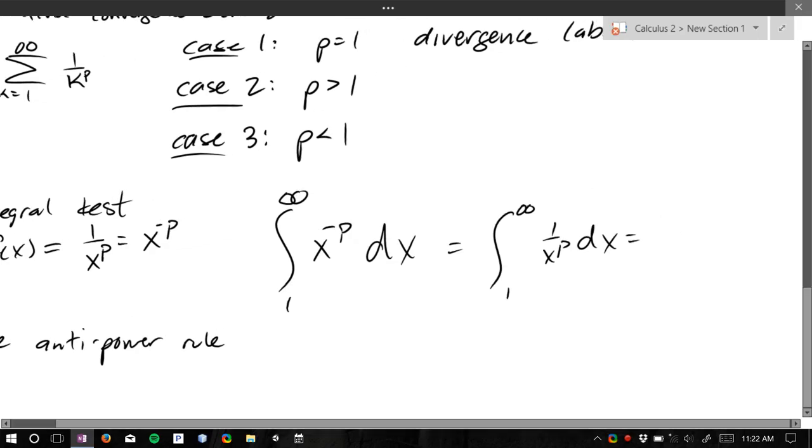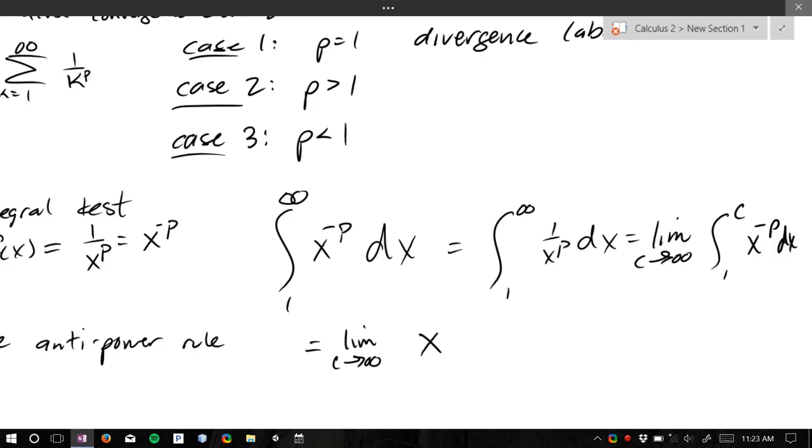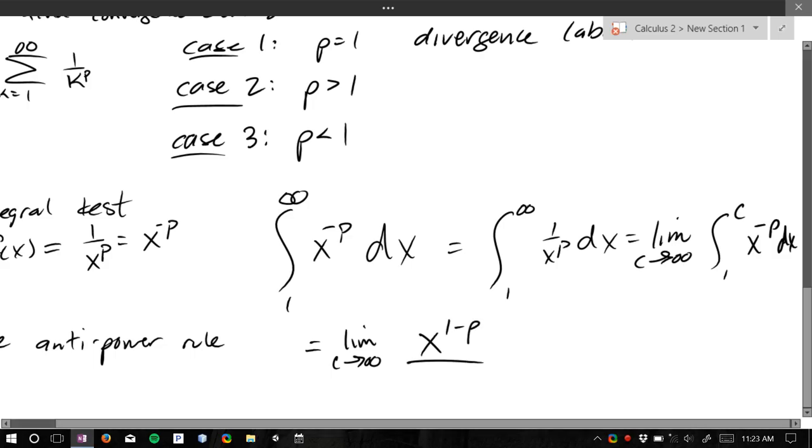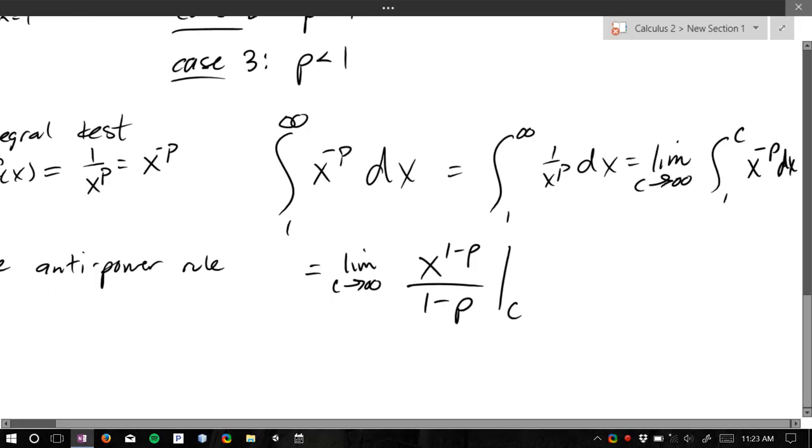Well, actually, before I do that, let me flip this to be a limit as c approaches infinity, integral 1 to c, x to the negative p dx. All right, anti-power rule. What is the antiderivative here? What is 1 more than negative p? Negative p plus 1. Can I write it as 1 minus p? That works, 1 minus p. Divided by what number? 1 minus p, from 1 to c.